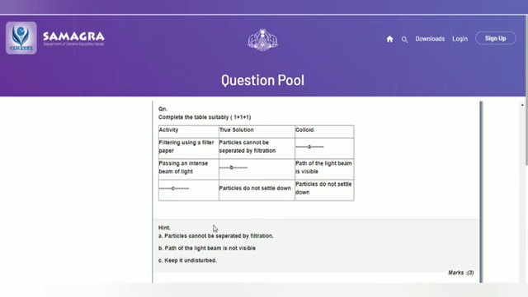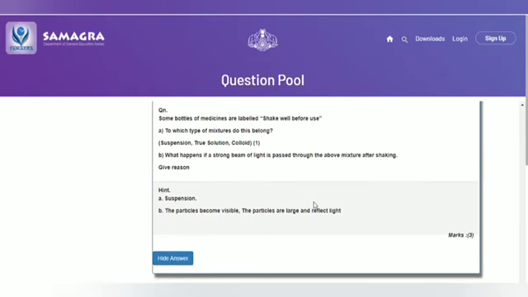Complete the table. Activity: filtering using a filter paper. Particles cannot be separated by filtration in a colloid; in a suspension they can be separated by filtration. Passing an intense beam of light: the path of the light is not visible in a true solution, and the path of the light beam is visible in a colloid. Then kept undisturbed: particles do not settle down in a solution, and particles do not settle down in a colloid.